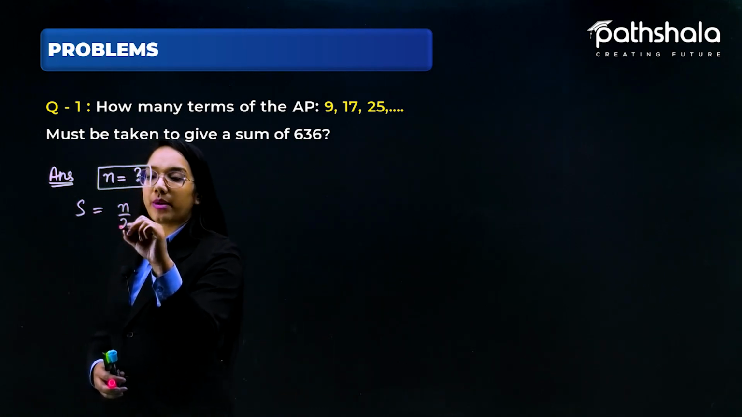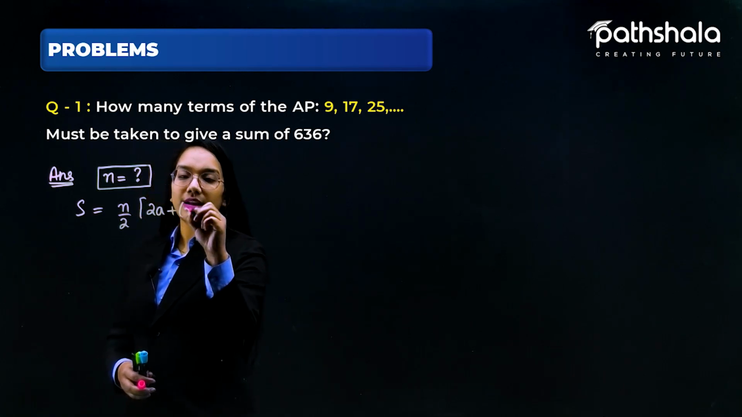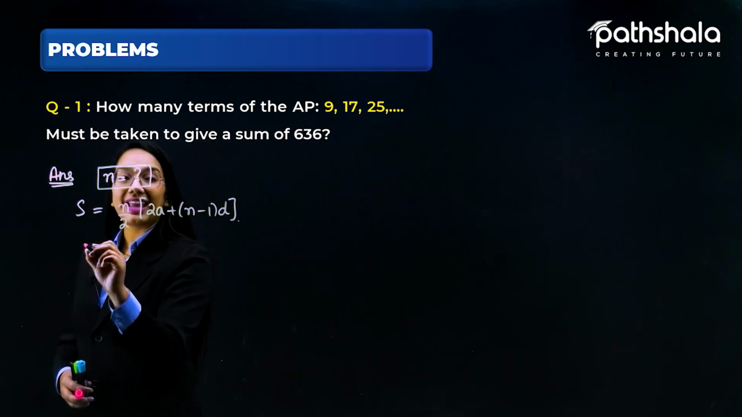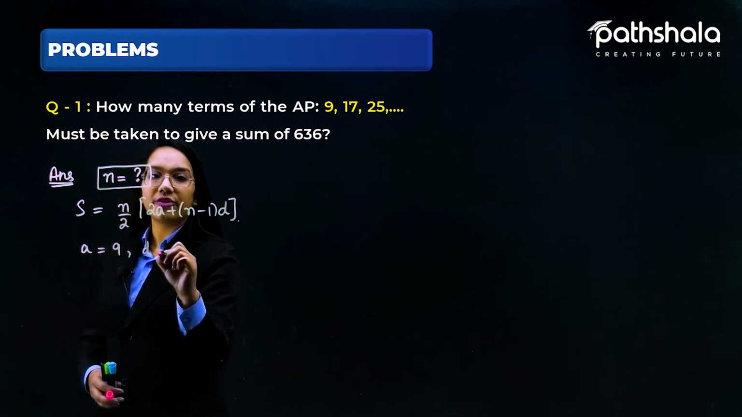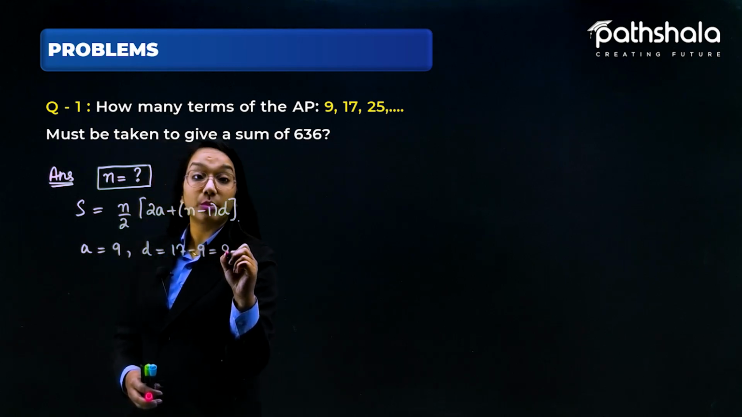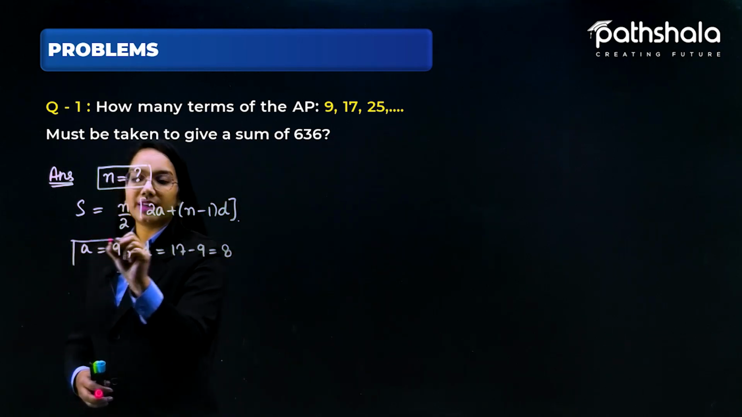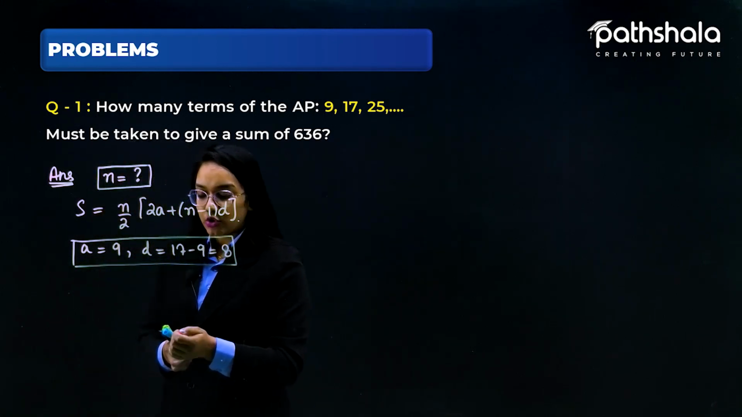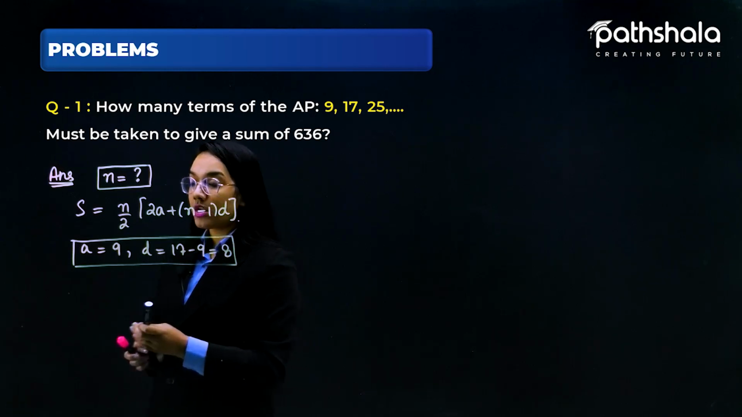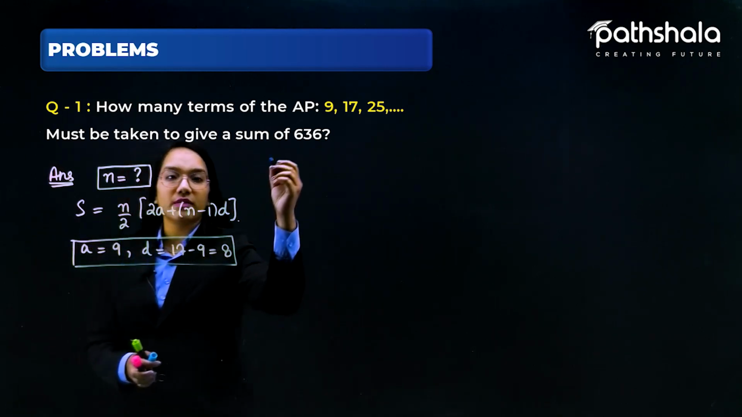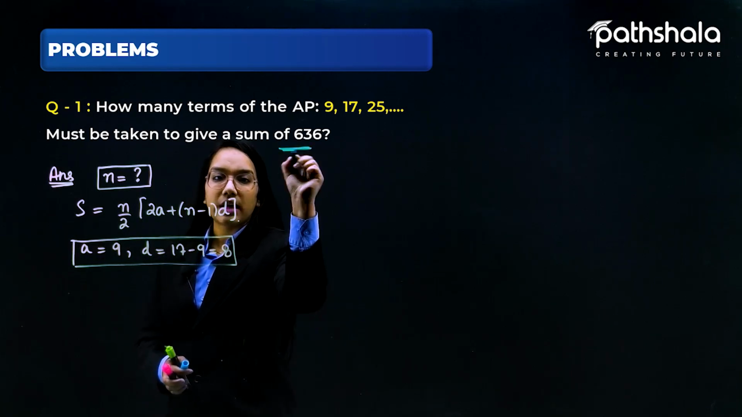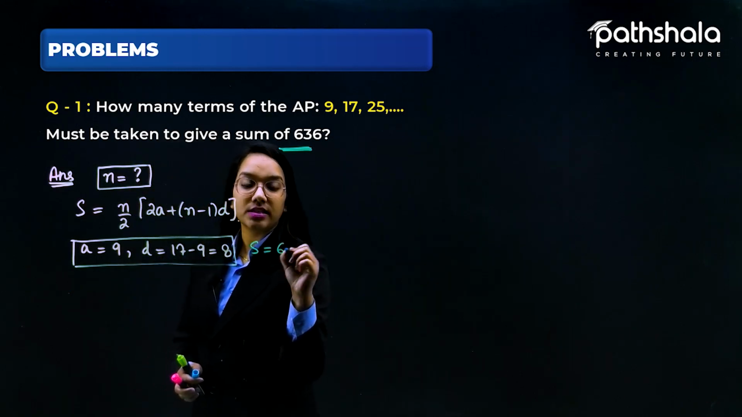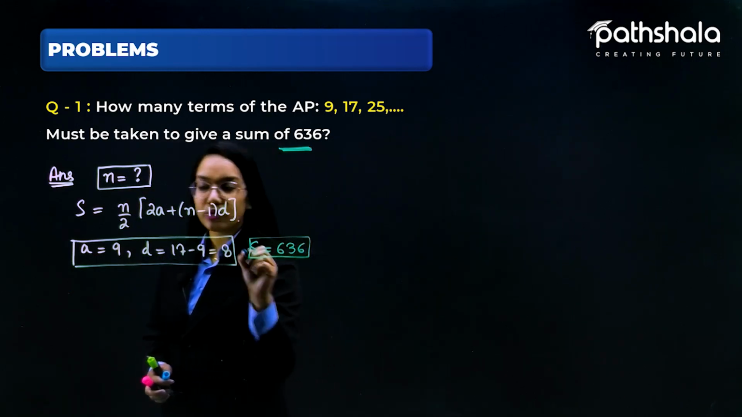S is nothing but n by 2, 2a plus n minus 1 into d. From this particular arithmetic progression, we can see a is 9 and the common difference is 17 minus 9, which is 8. So a is 9, d is 8. Let's plug in all these values in this formula so we can calculate the value of n. The sum is given to us as 636.